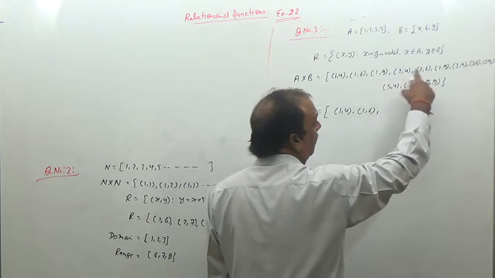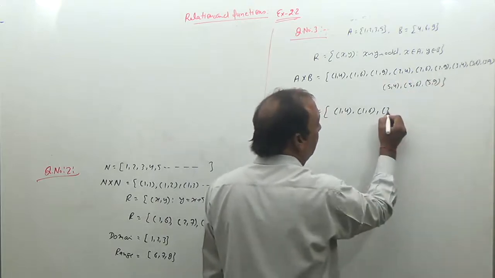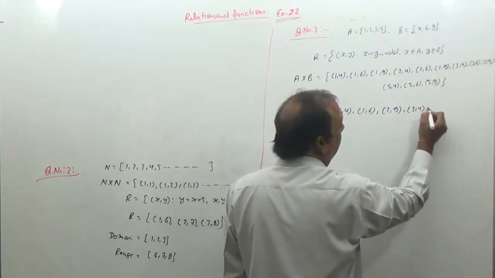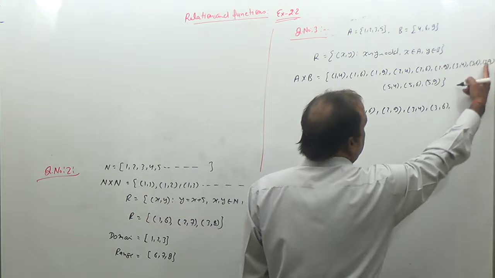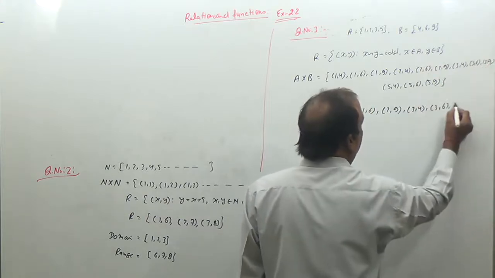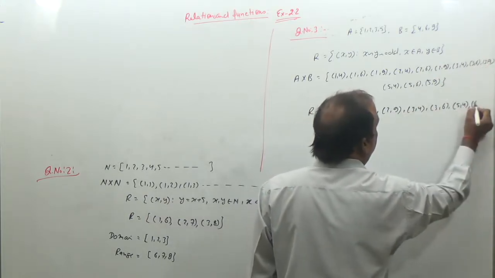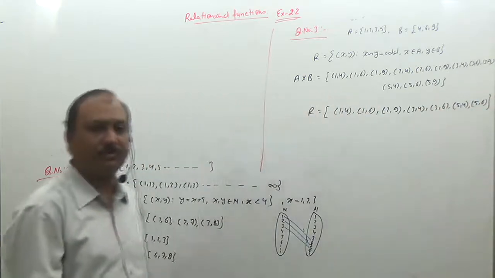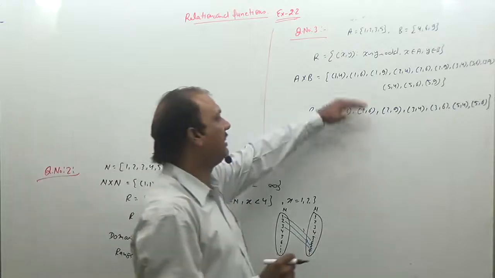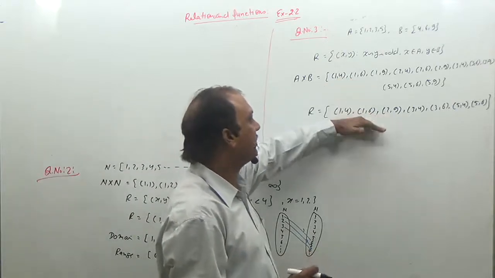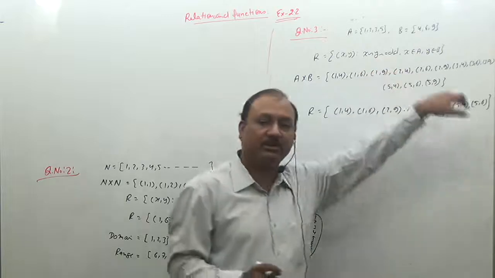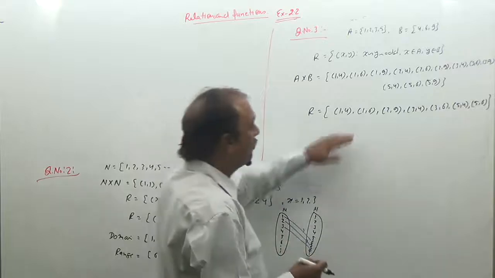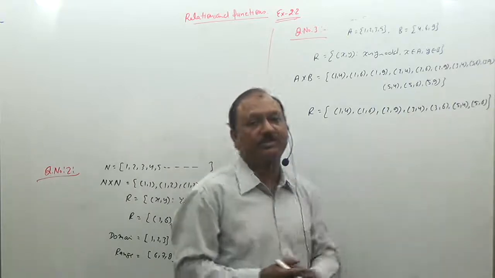The difference of this is not odd, so next we take 2, 9, because the difference is 7. Then 3, 4, 3, 6, 3, 9: the difference is even. The next ordered pair is 5, 4, the next ordered pair is 5, 6, and for 5 and 9 the difference 4 is even. So all these ordered pairs we have selected from A cross B because they follow this given property. This is the relation we have, and this form of the relation is called roster form.